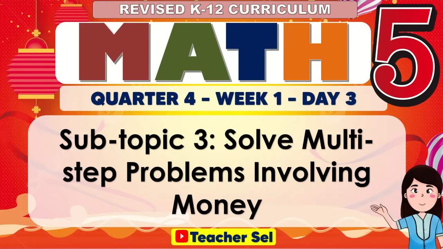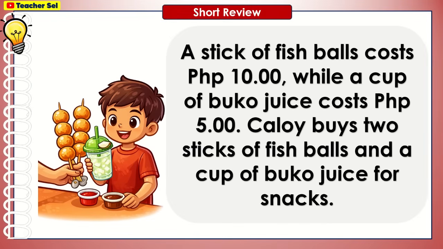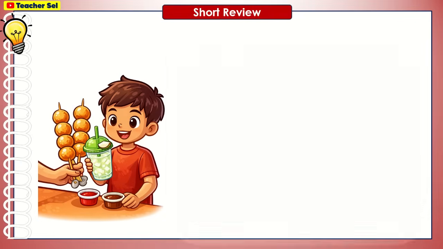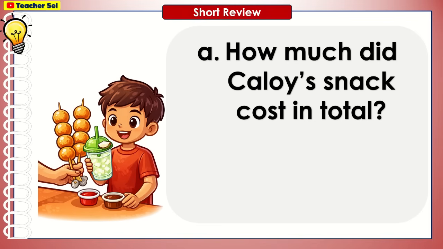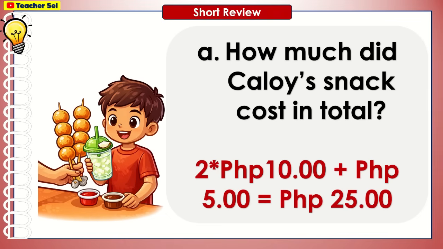For day 3. Solve multi-step problems involving money. A stick of fish balls costs 10 pesos, while a cup of buko juice costs 5 pesos. Kaloy buys 2 sticks of fish balls and a cup of buko juice for snacks. How much did Kaloy's snack cost in total? 2 times 10 pesos plus 5 pesos is equal to 25 pesos.